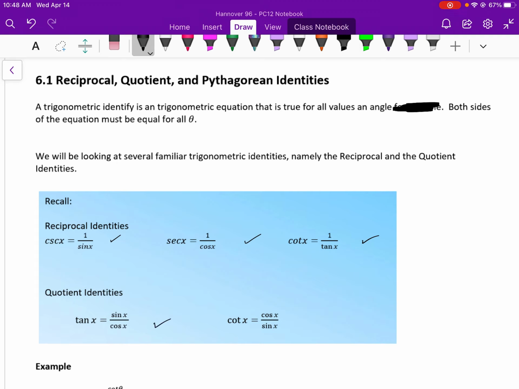Now, quotient identities, we have already seen these, and we may not have called them identities, but tan x is equal to sine x over cos x for all angles. Last but not least, cotan x. Cotan x is a reciprocal identity, but it also is a quotient identity in which cosine x over sine x is equal to cotan x, and this is true for all x. So we're just going to start off very simply. This is what we know. No news, keep moving on.